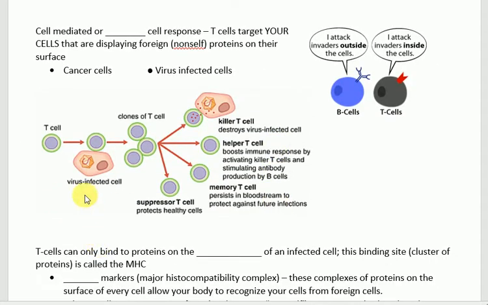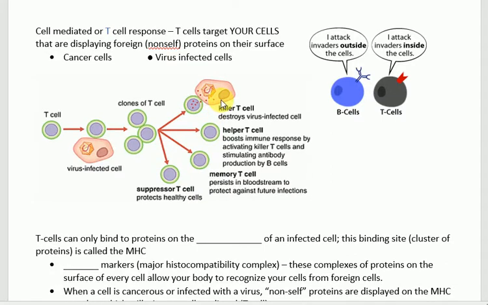Then we have cell-mediated T cells. So the T cells actually target your cells. So here's a little diagram to help you remember. B cells attack outside the cell. T cells, they attack the invaders inside of your cell. And so, for instance, this is cancer cells, virus-infected cells, etc.